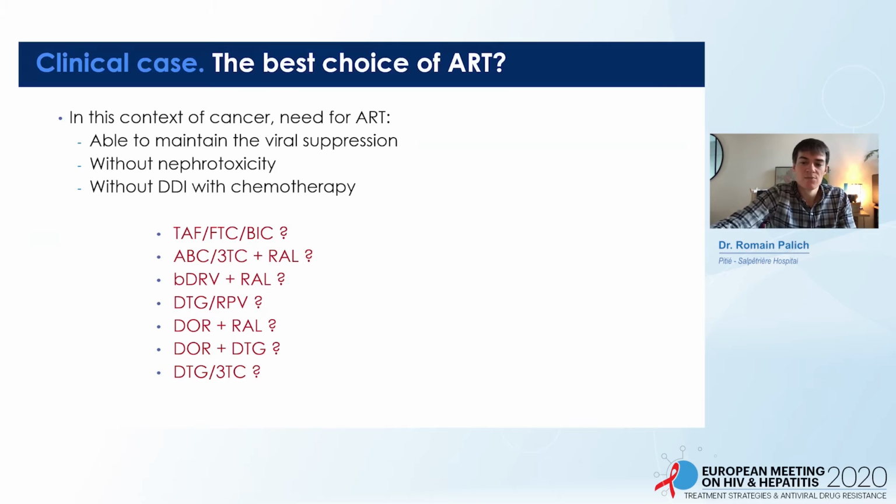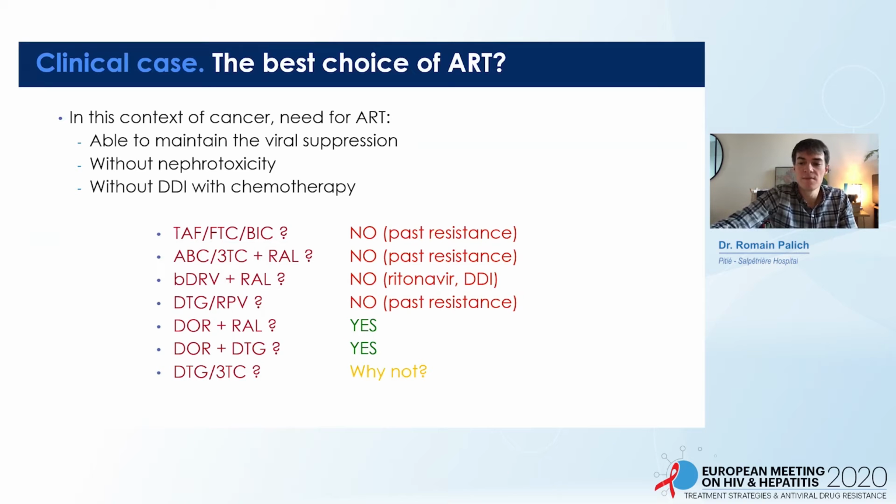We decided not to propose taf-FTC BIC because of the past resistance to tenofovir and lamivudine. We decided not to propose abacavir 3TC plus raltegravir because of the past resistance to abacavir and lamivudine. It was not possible to give boosted PI due to the interaction between ritonavir and chemotherapies. We decided not to propose dolutegravir rilpivirine because of the past resistance to rilpivirine.